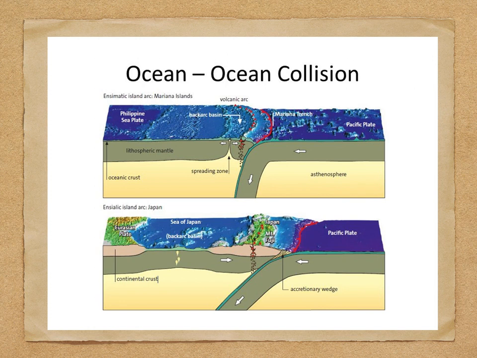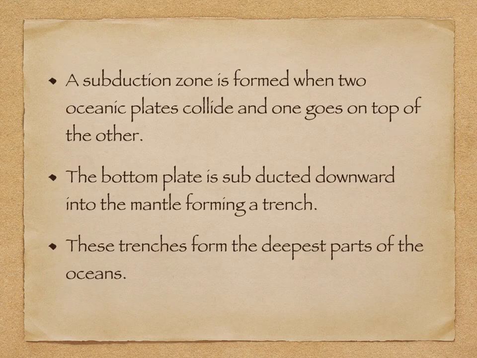Ocean to ocean collision. Again, we see volcanoes emerge, but this is when two oceanic plates collide. A subduction zone is formed when two oceanic plates collide and one goes on top of the other. The bottom plate is subducted down into the mantle, forming a trench. These trenches form the deepest parts of the oceans.